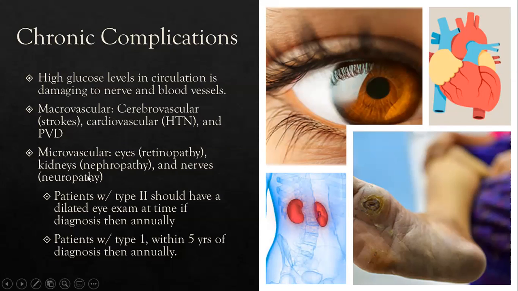Microvascular is your eyes, so retinopathy, kidneys, nephropathy, sorry, and then nerves, which is neuropathy. A lot of patients have neuropathy, and neuropathy is more than just numbness and tingling in their fingers. It goes all the way to their bladder. They may not be able to feel when it's full, and then they get neurogenic bladder, and then they're incontinent for the rest of their life.